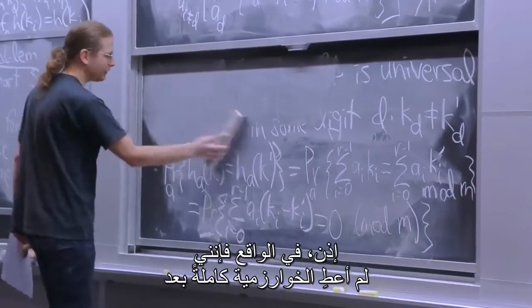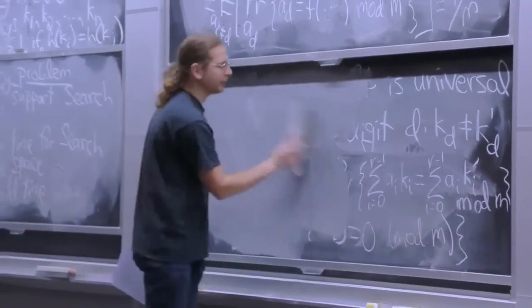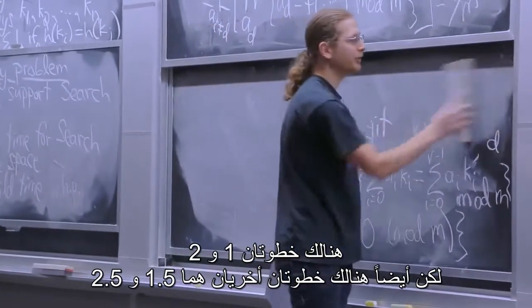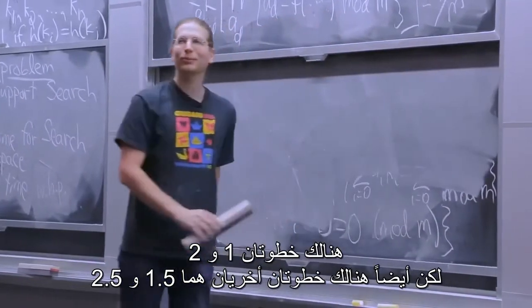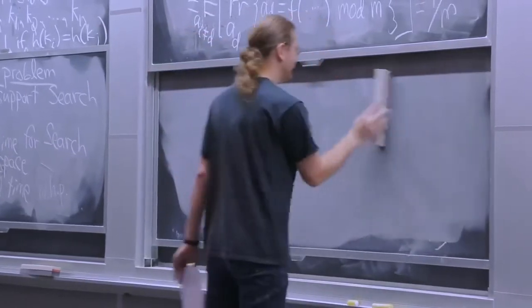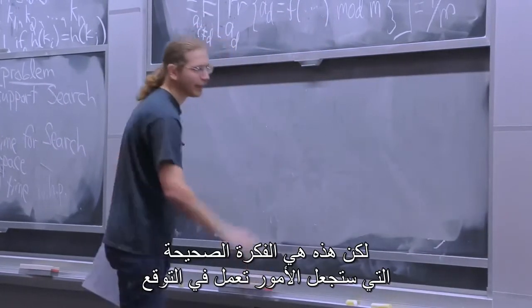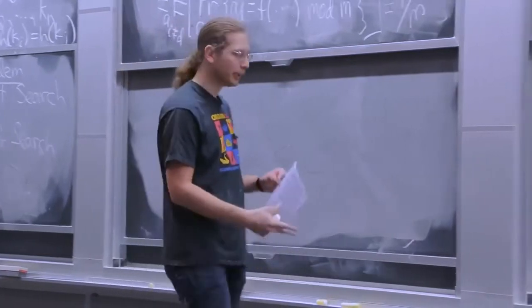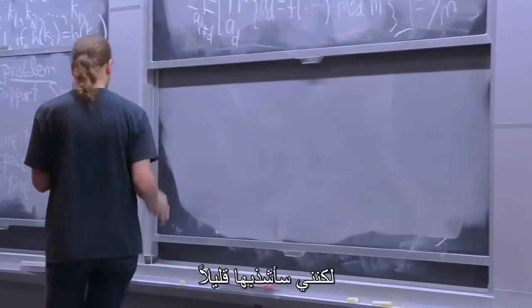So actually, I haven't given you the whole algorithm yet. There are 2 steps, 1 and 2, but there are also 2 other steps, 1.5 and 2.5. This is the right idea, and this will make things work in expectation, but I'm going to tweak it a little bit.